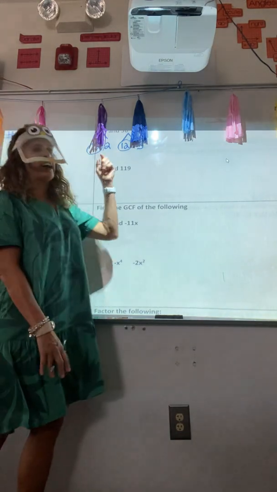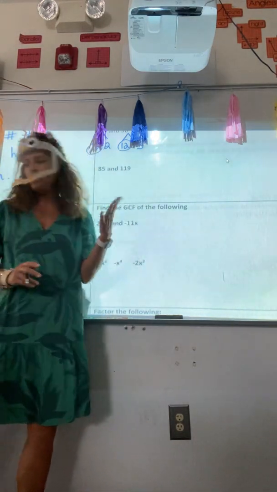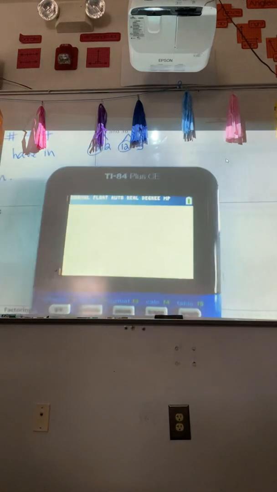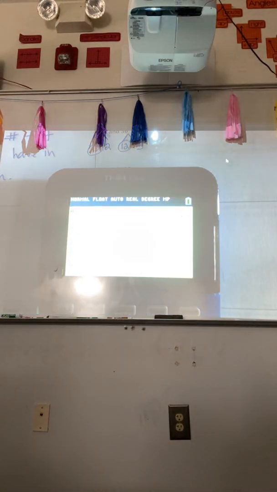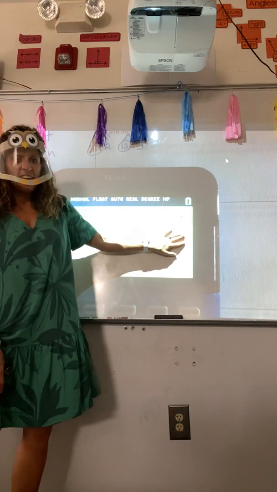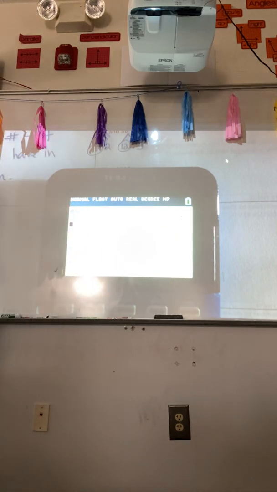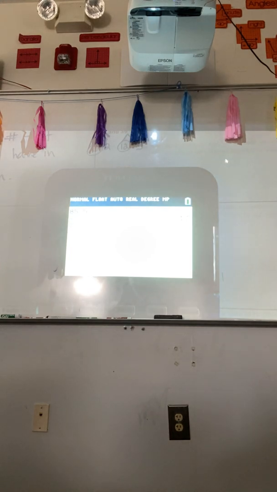85, what is one factor that we all know of 85? 5, okay? So I'm going to get out my calculator. I'm going to do 85 divided by 5, and I get 17 back. So maybe 17 is a factor of the other one that I just don't know, right? So what was the other number? 119. So let's try to divide that by 17. And it does go. 17 goes into both of them.